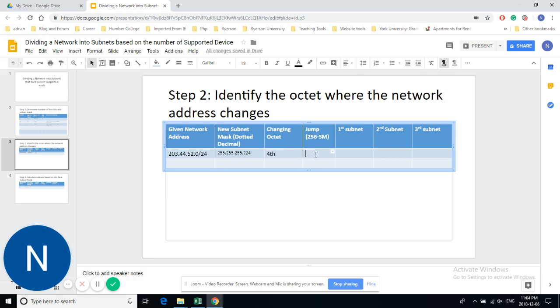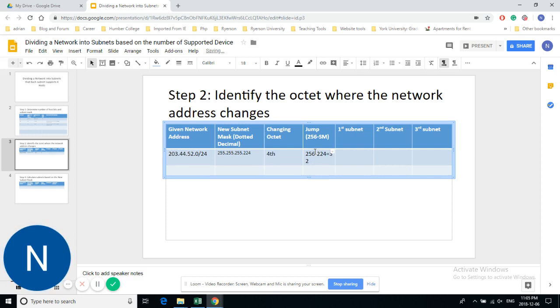And then I will calculate the jump for different subnets. To calculate the jump for different subnets, I subtract the subnet mask value from the last subnet mask value that is not zero. It does not necessarily have to be the last octet. This is the last subnet mask value that is non-zero. So I just subtract this number from 256. It gives me a jump of 32. So my jump is 32.